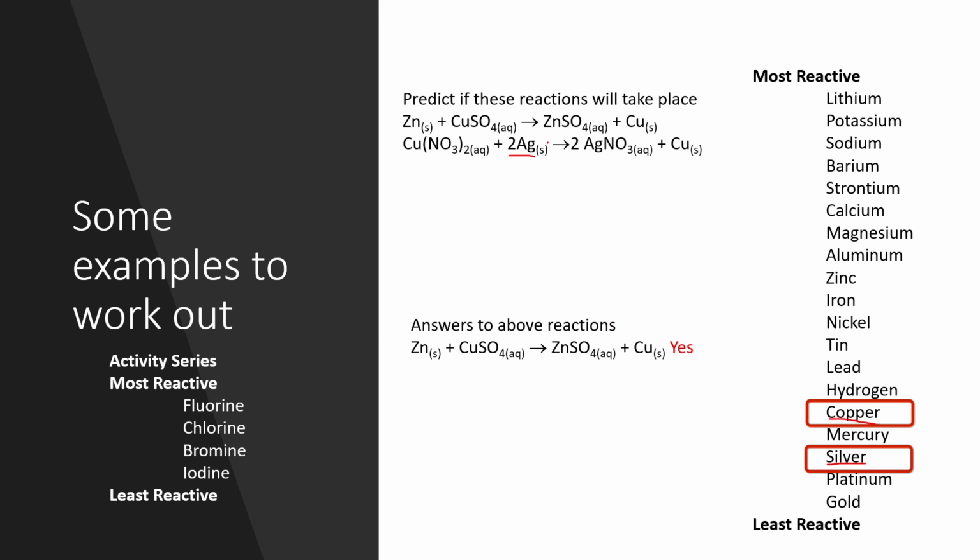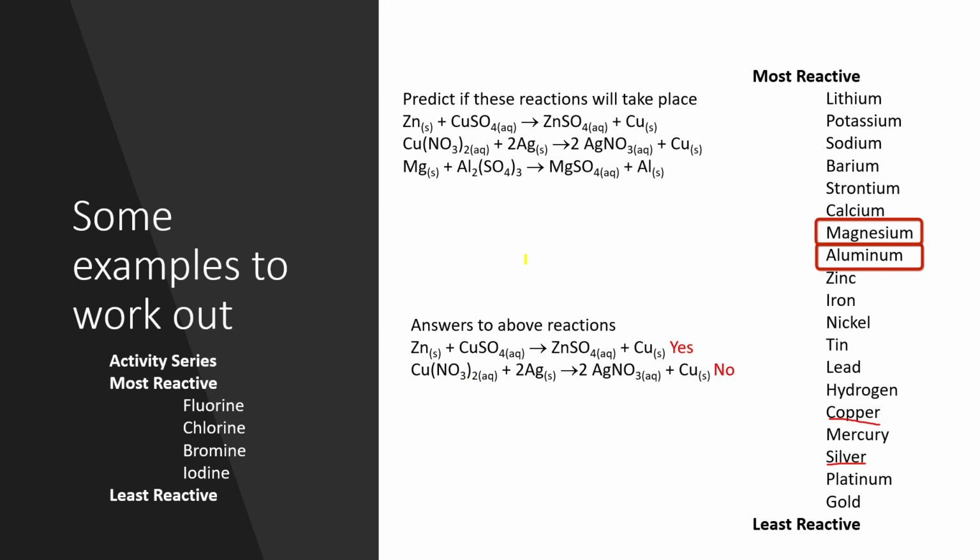So the element is less reactive than the metal in the compound, so this reaction will not take place. It should not. So the answer is no. Copper nitrate and silver will not undergo chemical change. Let's look at the next reaction.